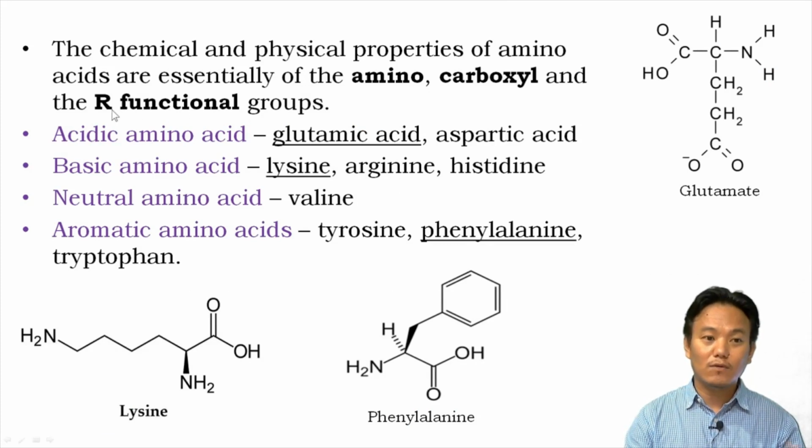The R functional group differs, so these amino acids have different physical properties and chemical properties. How does an amino acid get a physical and a chemical property? They are based upon the groups: amino group, carboxyl group, R functional group. Based on these three groups, amino acids have physical and chemical properties.